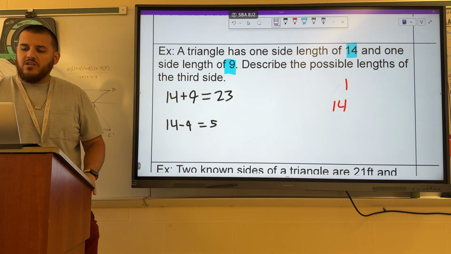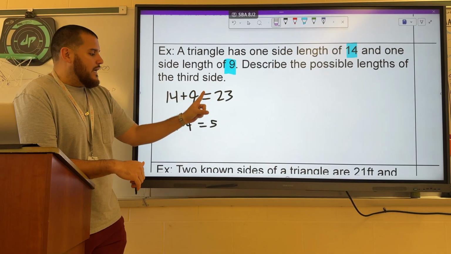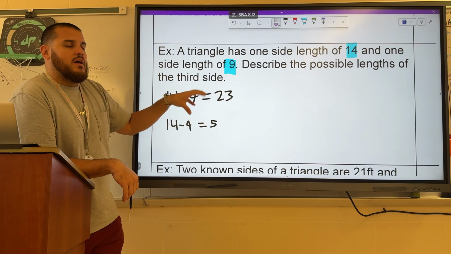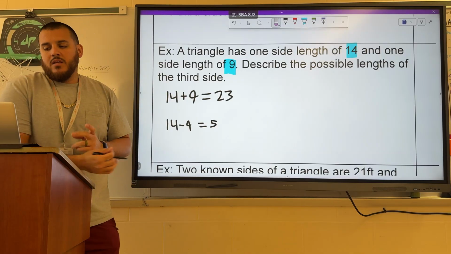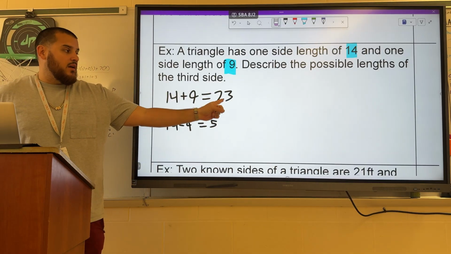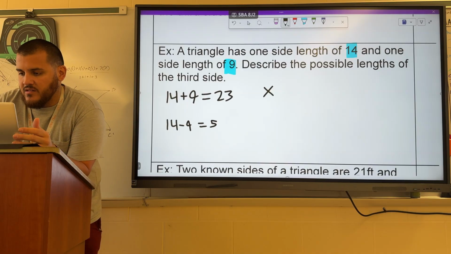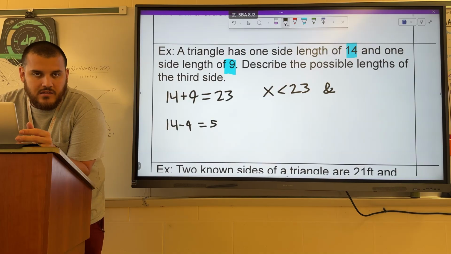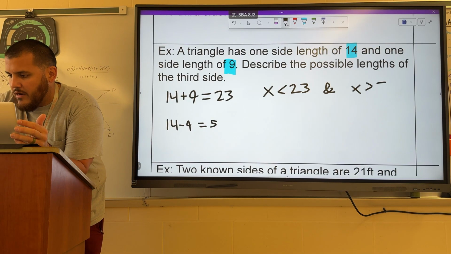So these calculations have given us our limits. I cannot be as large as 23, and I cannot be as short as 5. Our range of values is in between, and we're going to write this as an inequality. So we have two options. We can say less than 23. We'll use x to represent our third side here. So we could say x has to be less than 23, and x needs to be greater than 5.